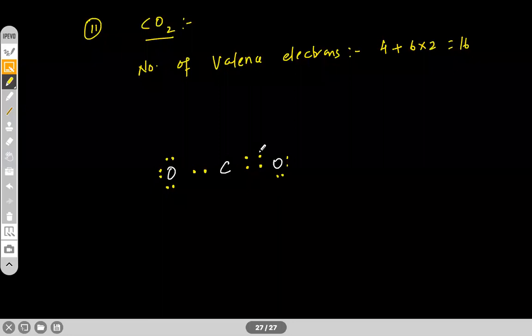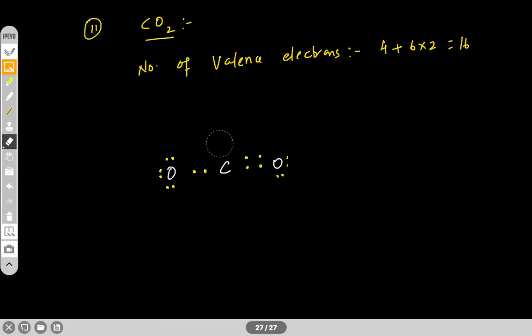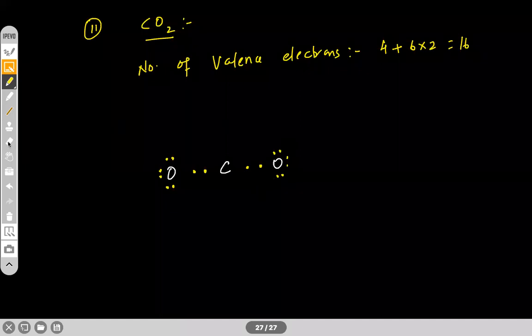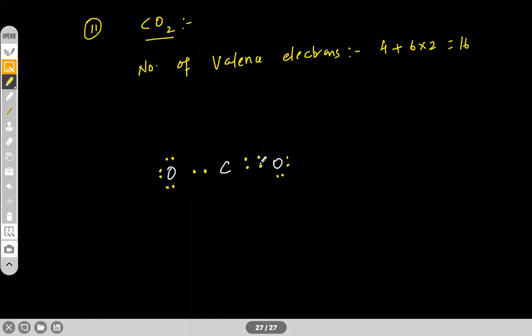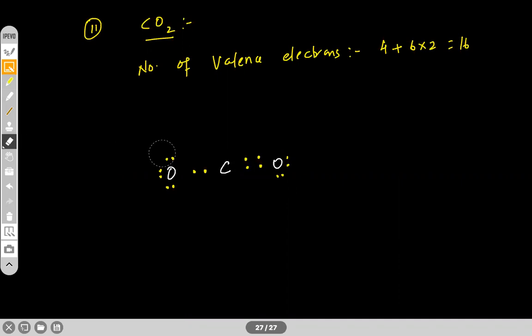You see, still the octet of oxygen is complete. Oxygen has no loss here. Whether you place these 2 electrons here, the octet of oxygen is complete. If you place the 2 electrons here, still the octet of oxygen is complete. So oxygen has no loss in this. But the advantage is what? Carbon had 4 electrons, now it has 6 electrons. Again, you shift this electron pair over here, and we are doing it according to the rule. Then you see the octet of oxygen is still complete, but carbon also has a complete octet. So this is the perfect distribution of electrons.